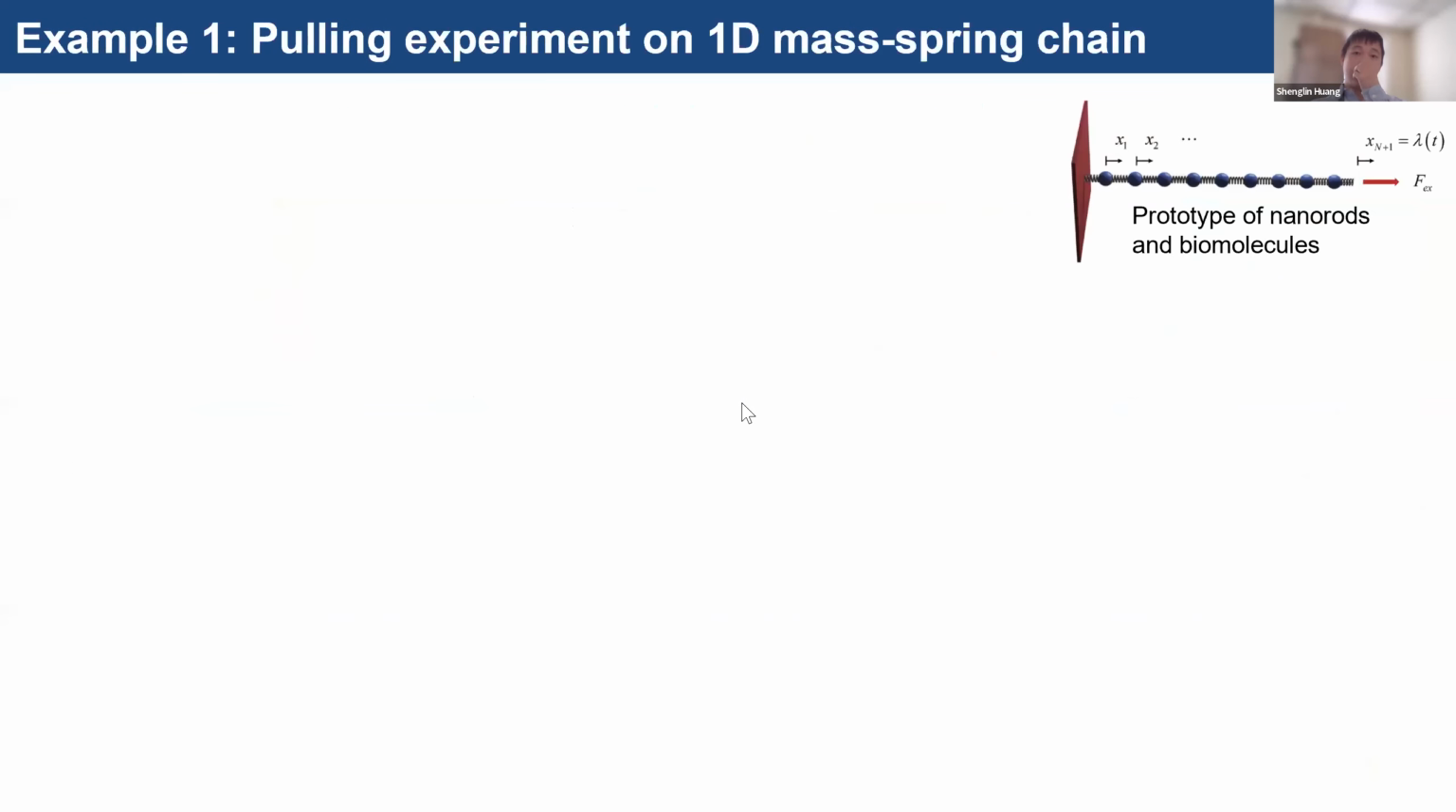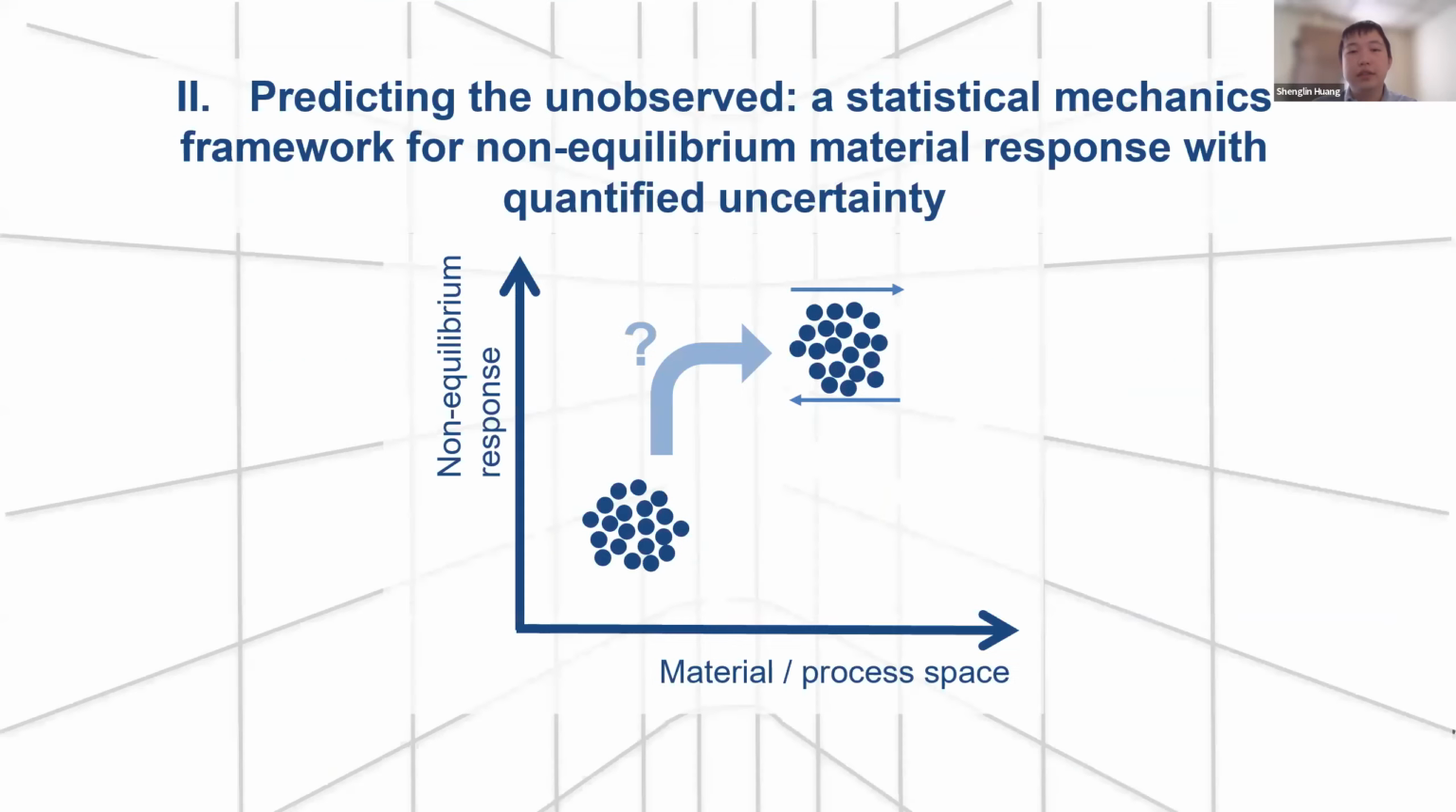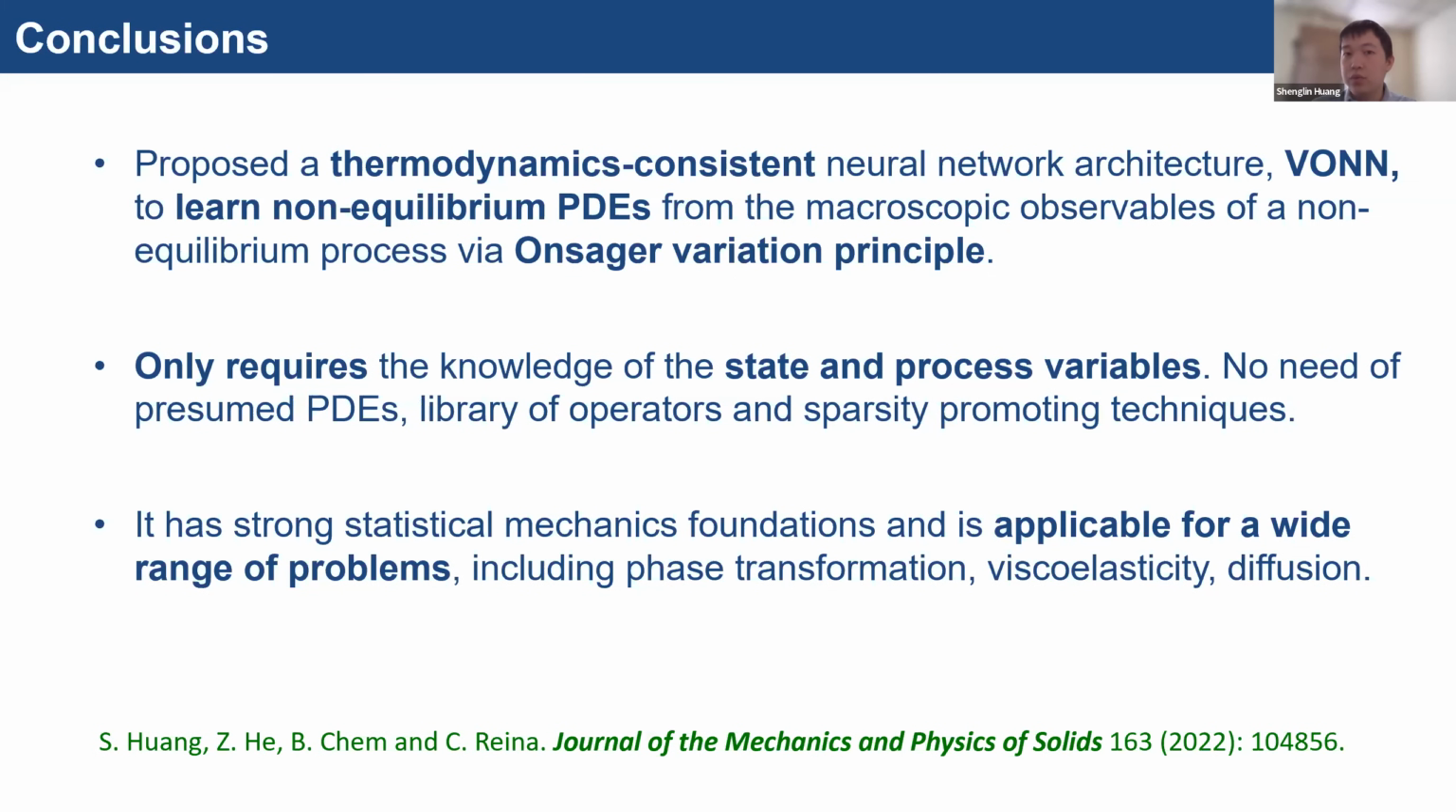Okay. So I think the key part is, first, for our method, we don't need to presume the PDE structure, or even what kind of operators they like. Some techniques like SINDy assume a library of operators for the PDEs. For us, we only need to know the state and process variables that we can measure from the experiment or from MD simulations. With that, we just use the variational principle itself to discover the PDE and then recover the free energy and dissipation potentials. So this is the first point.